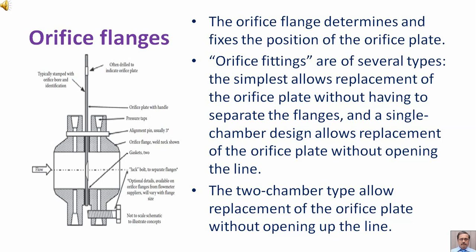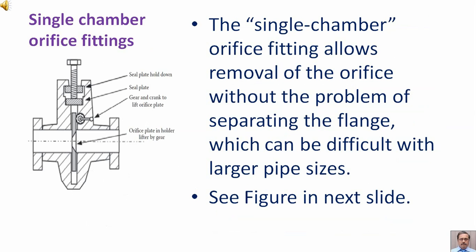The two-chamber type allows replacement of the orifice plate without opening up the line. Single chamber orifice fittings. The single chamber orifice fittings allow removal of the orifice without the problem of separating the flange, which can be difficult with larger pipe sizes. See figure in next slide.